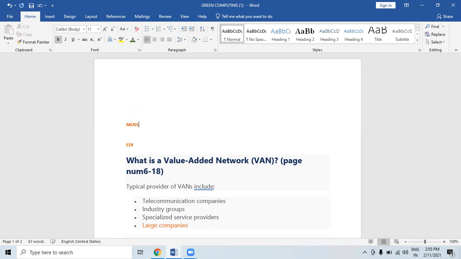It is nothing but Microsoft Office SharePoint Server. Okay, SharePoint Server. So we have to see this point in today's session.